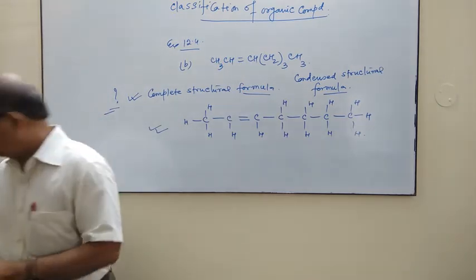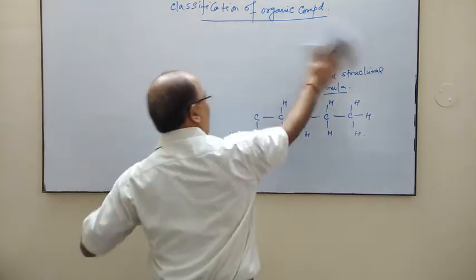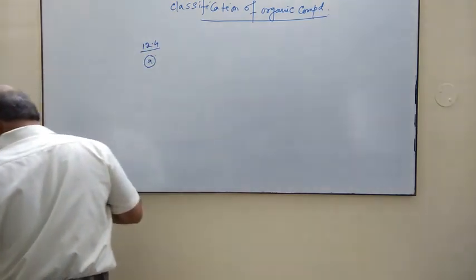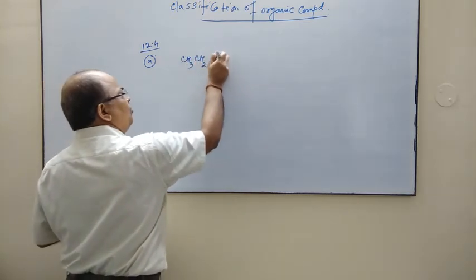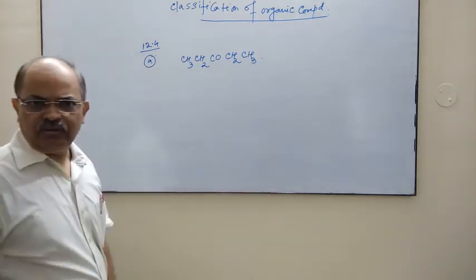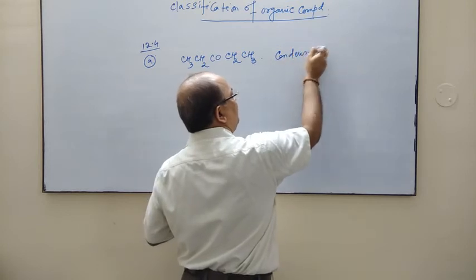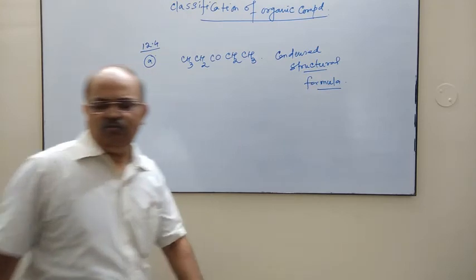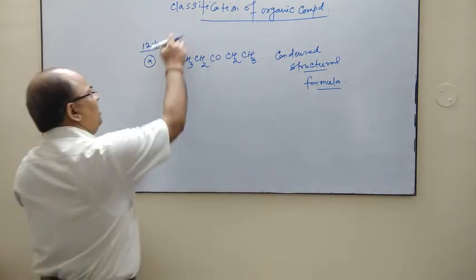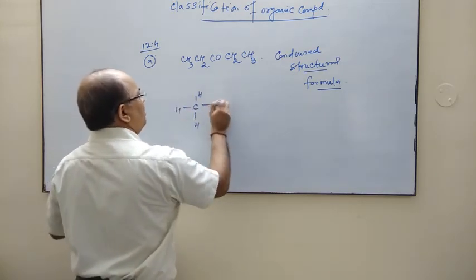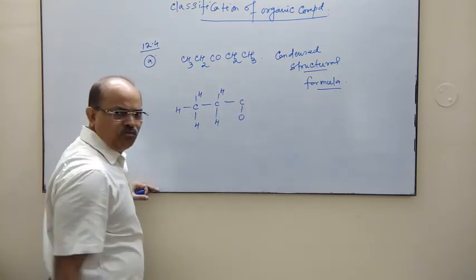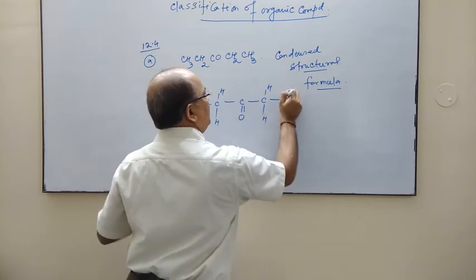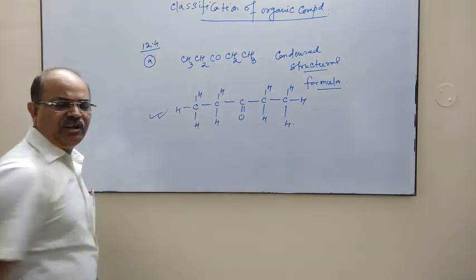Okay? Now, if we observe example 12.4a, the question is CH3, CH2, CO, CH2, CH3. So you are provided with the condensed structural formula, and you have to write the complete structural formula. So let us write, this is CH3, then we have CH2, then we have CO. Now you know the valency of oxygen is 2. So there will be a double bond between this carbon and oxygen, and then we have CH2, and then we have CH3. So it is your complete structural formula.